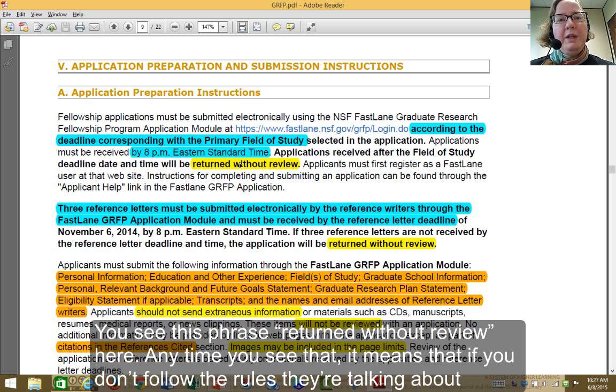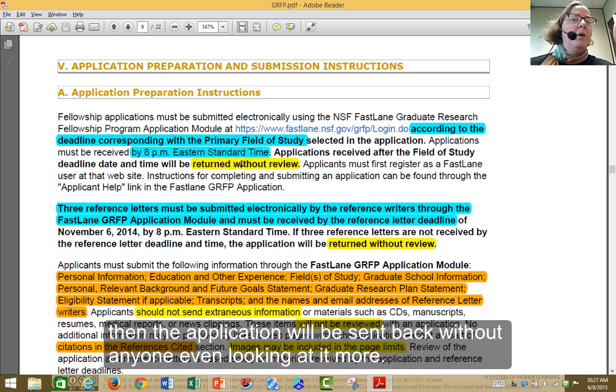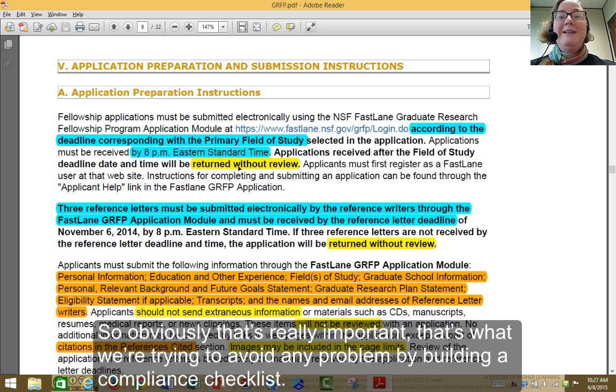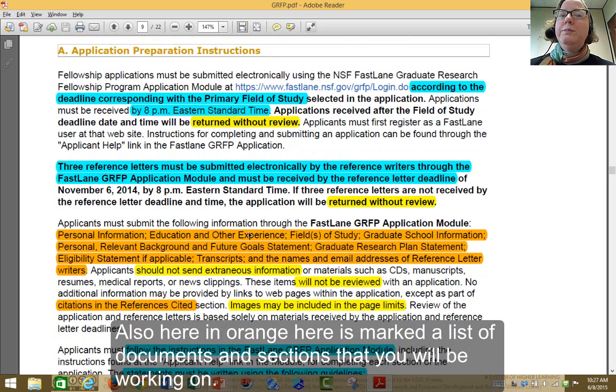Anytime you see that, it means that if you don't follow those compliance rules they're talking about, then the application will be sent back without anyone even looking at it more. So obviously that's really important. That's why we're trying to avoid any problems by building a compliance checklist. Also here in orange is marked a list of documents and sections that you will be working on.